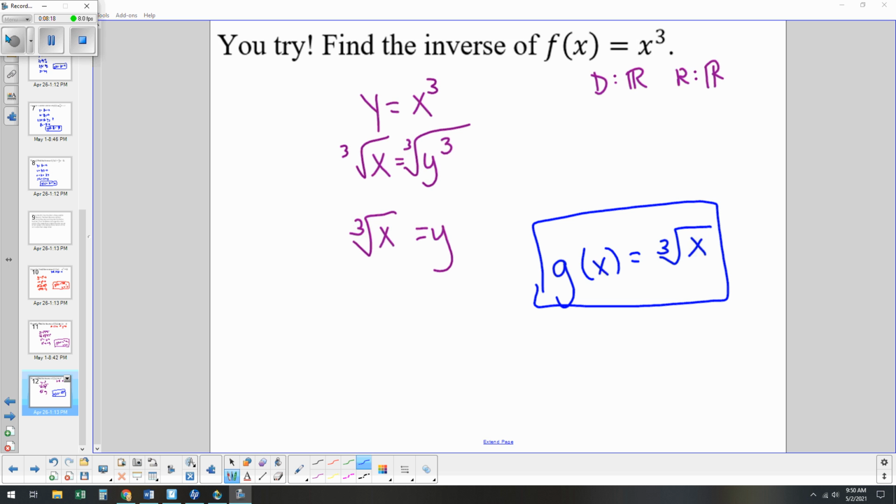All right, so here we end up with the inverse being g of x equals the cube root of x. There is no restriction on the domain because the original range was all real numbers, so the domain of my new function is also all real numbers. And that is our lesson on inverses.